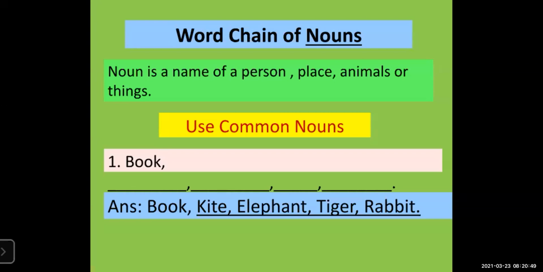So the word which is given here is book. Now the last letter is K, B-O-O-K. From K, you have to use one more common noun. You have to use another common noun, which is kite. See, I have used a common noun here. It is kite, K-I-T-E. Now the last letter is E.